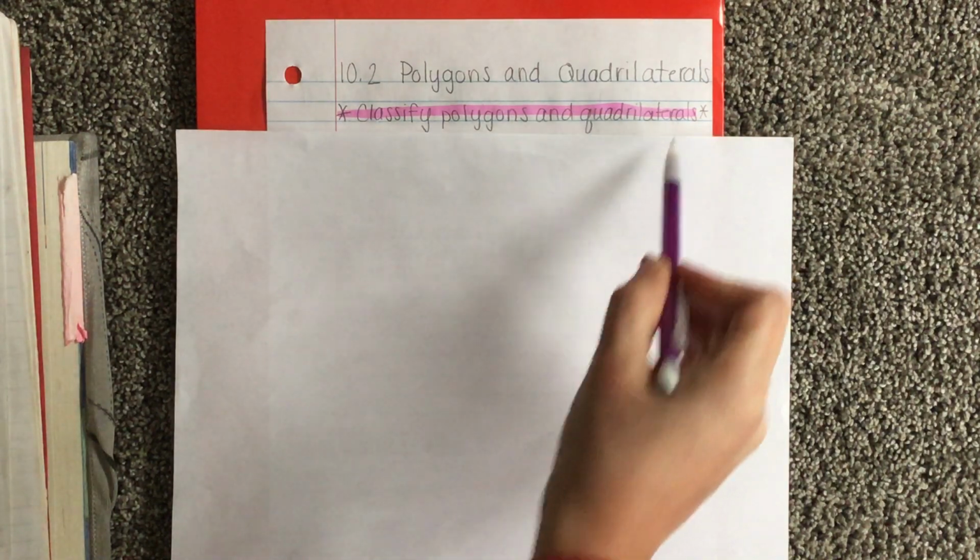We're moving on to lesson 10.2 today, and that is going to be on polygons and quadrilaterals. Our goal is going to be to classify polygons and quadrilaterals. You do not have to write the highlighted part.